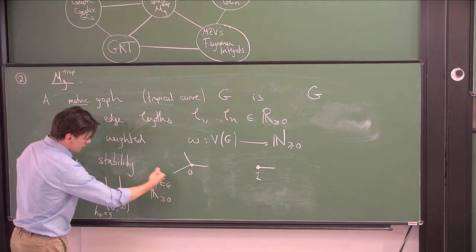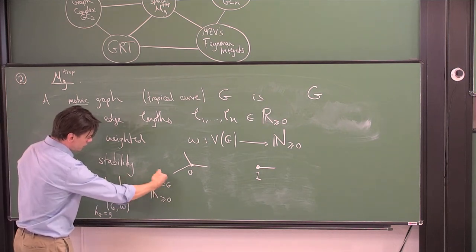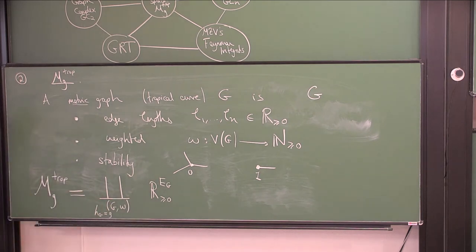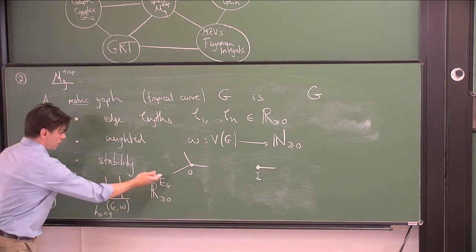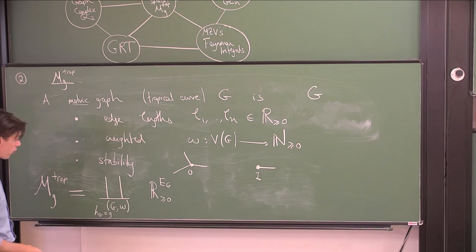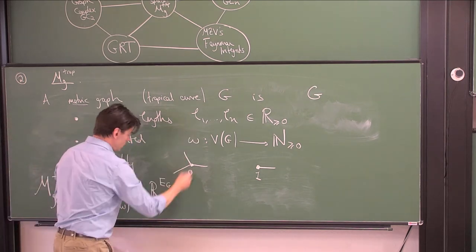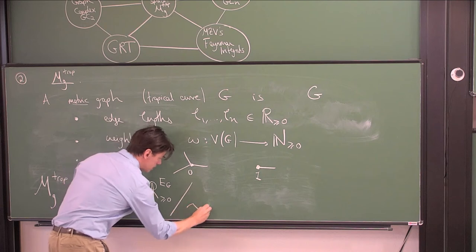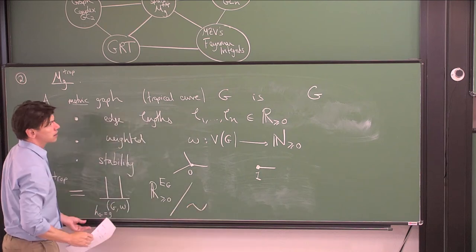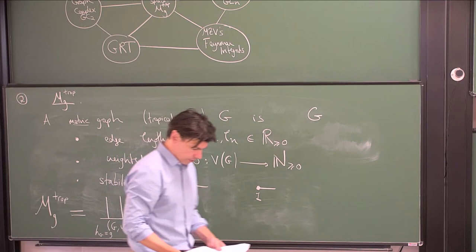Think of this as the space of all possible lengths associated to a graph. It's just a product of positive reals. And then each graph gives you a cell, and then we glue the cells together in a certain way, which I'll explain presently.